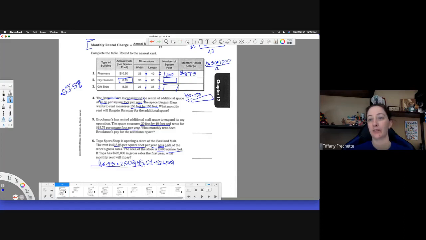And then once you have your two pieces, you can add them together. Remember PEMDAS, you have to do multiplication before you can do addition or subtraction. So we have to multiply here, and then we have to multiply these two, and then we can add those two numbers together. And we'll divide by 12, just like we have been for all the other ones. Once we know the total annual rental amount, then we need to divide by 12 so that we have our monthly.